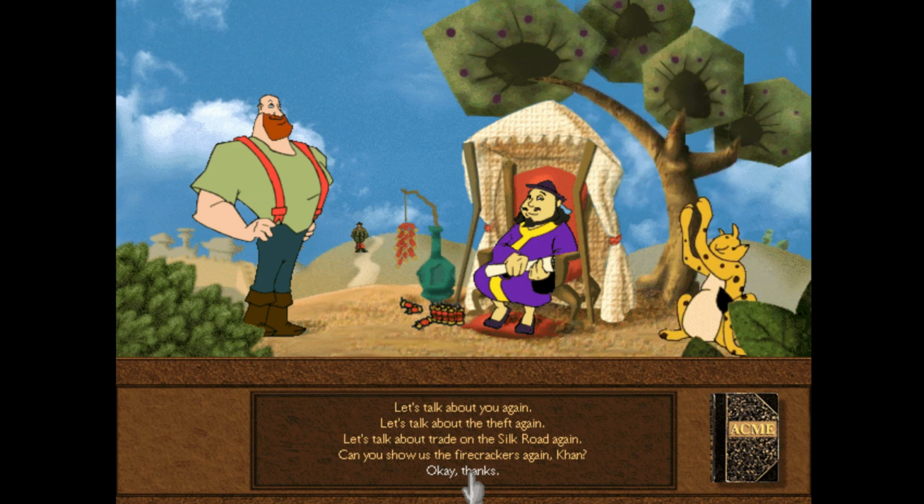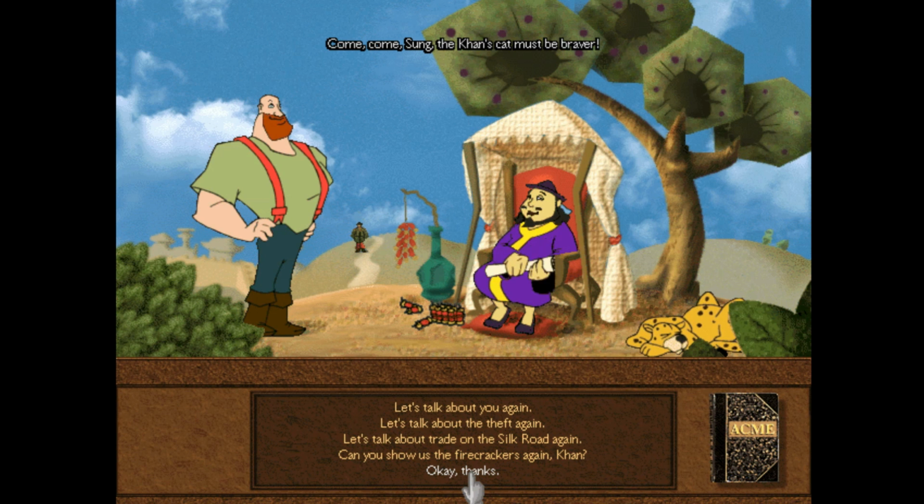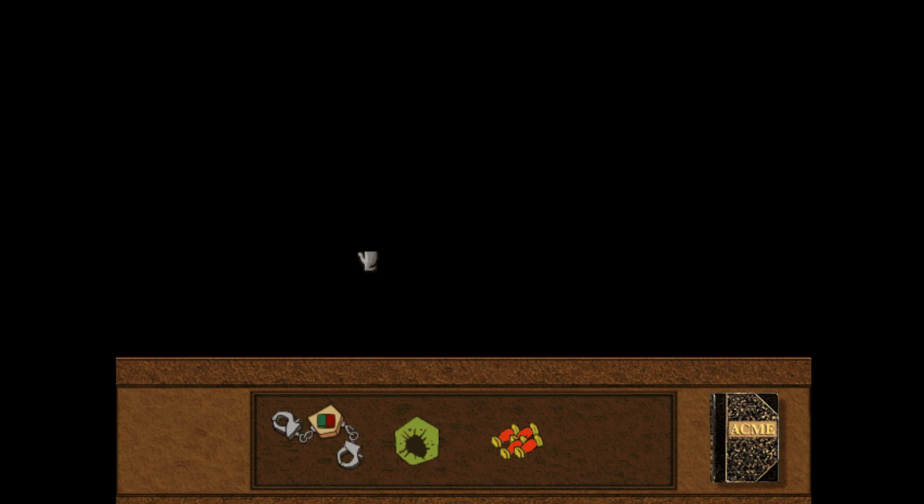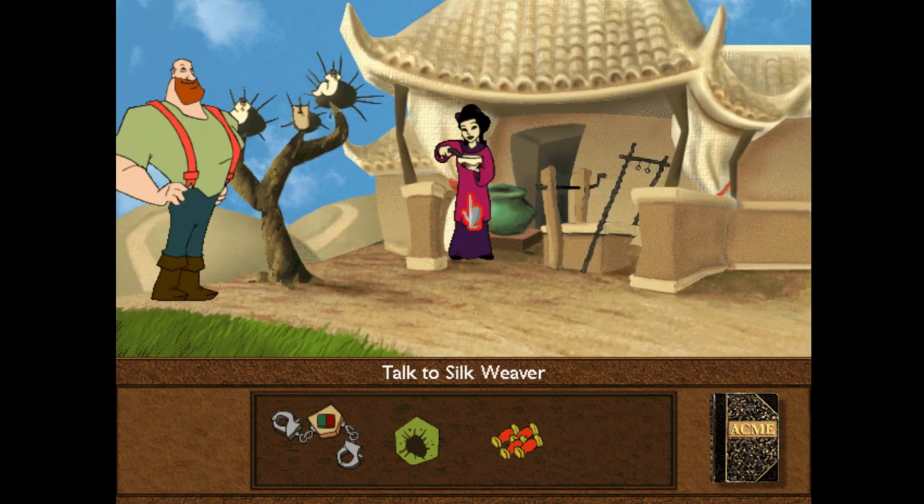What a scaredy cat. Come, come, so the Khan's cat must be braver. Alright, now I'll travel to the next location, Xiangfu. Now let's talk to the Silk Weaver.